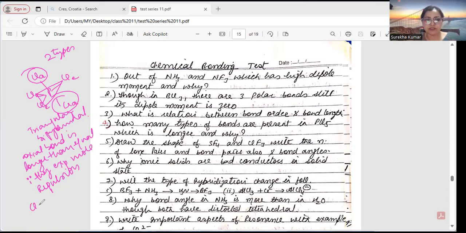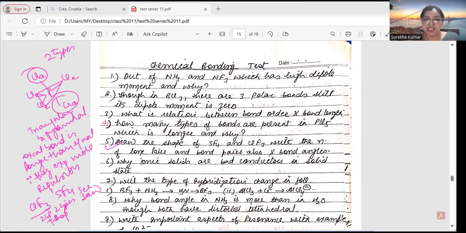One is ClF3. This is also having the same geometry. In this also, two types of bonds are there. SF4 has a seesaw shape. In this also, two types of bond lengths are there, equatorial and axial. ClF3 has two lone pairs. In this also, two types of bonds are there, axial and equatorial. So T shape is its shape. All these three examples are very, very important. Okay. So let us move to the next question.